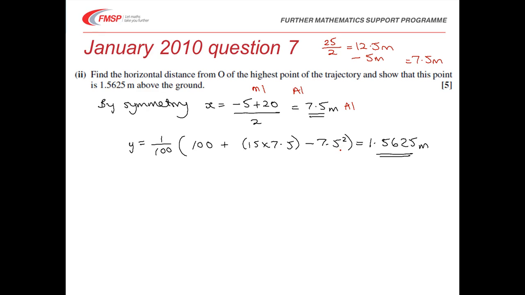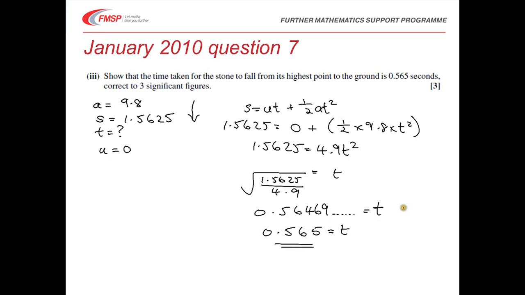So that's the first 3 marks. You then get a method mark for substituting 7.5 into the equation of the curve, and this is an E mark for explaining correctly why it's 1.5625. Moving on to part 3, we get a method mark for correctly identifying to use a SUVAT equation, an accuracy mark for substituting in the correct values, and then here an explanation mark. You really have to make sure that you've shown clearly that it does round to 0.565 to 3SF, so writing down a few more digits is important there.